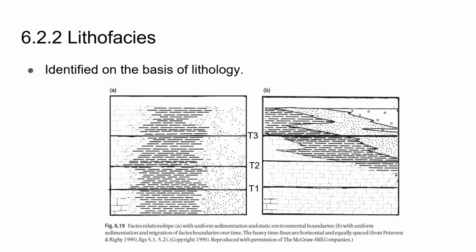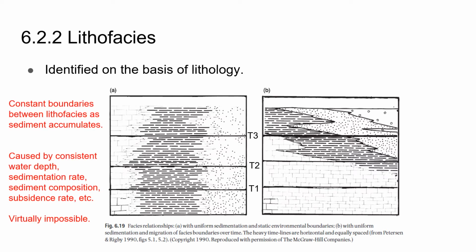If we look at the facies we see in figure A under time 1, you'll notice that we have a carbonate that blends into a shale, that blends into a sand, and it does this in time 1, 2, 3, and onward. In other words, in this case, we're seeing constant boundaries between our lithofacies as that sediment accumulates. In order to get this, you would have to have, from time 1, 2, 3, and onward, absolutely consistent water depth.